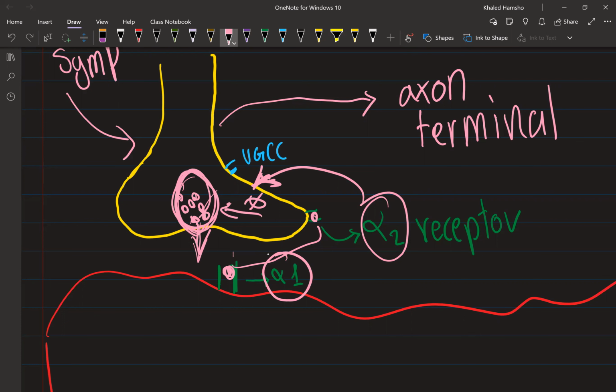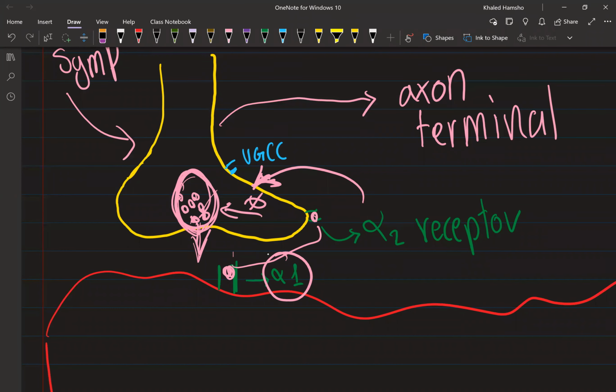That's it. So the alpha 2 is on the neuron itself and not on the organ? Yep. Alpha 2 are almost exclusively found on the neuron itself. Can you repeat this diagram real quick? Sorry? Can you repeat the diagram real quick?